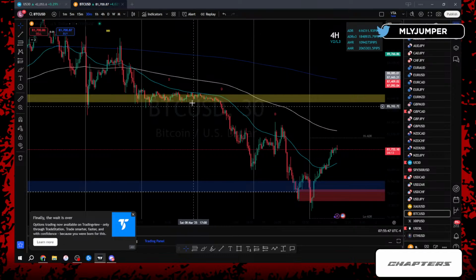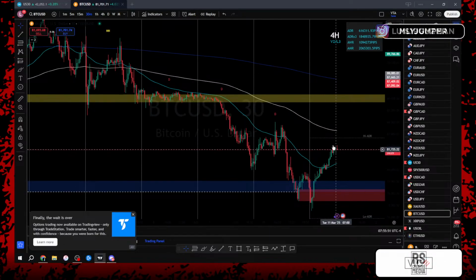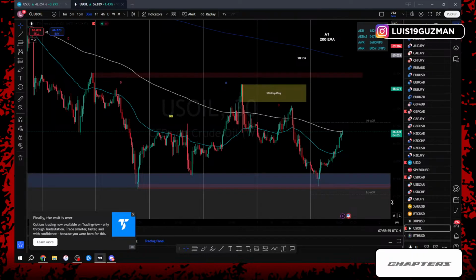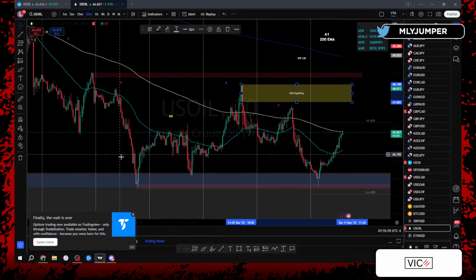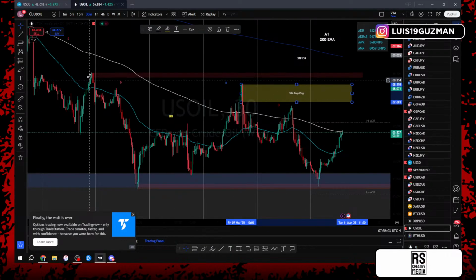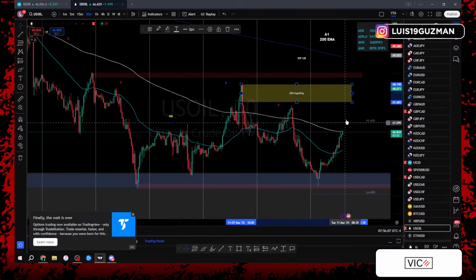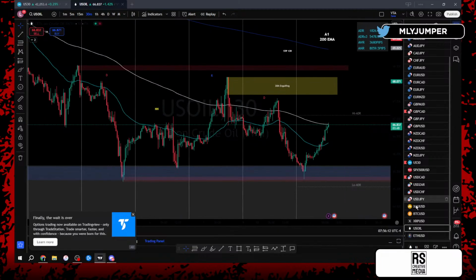Bitcoin, 3 days of drop. After 3 days of drop, the market must move sideways or go up, and we went up. STP for the day was already hit. And then US oil, we have no continuations here. This is where price has just been consolidating for the last couple days, right? Rejecting the highs, rejecting the lows, rejecting the highs, rejecting the lows, going back up to the high, right? And STP for the day has already been hit for US oil.